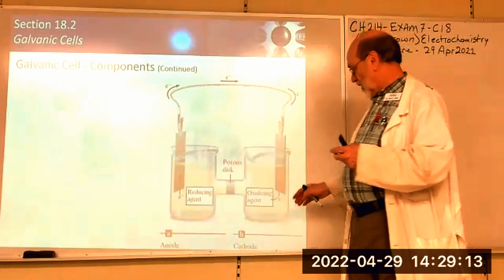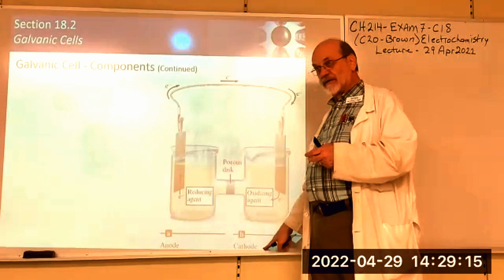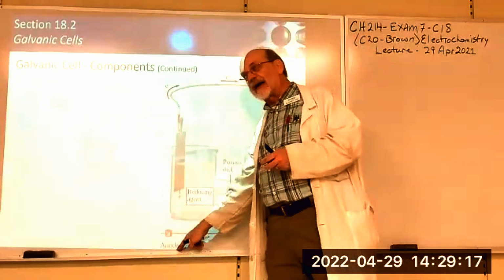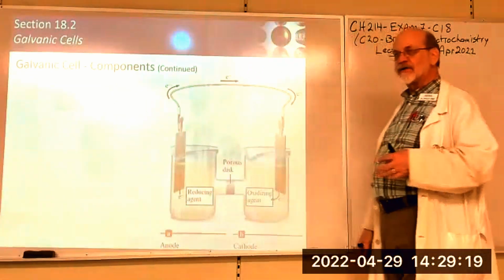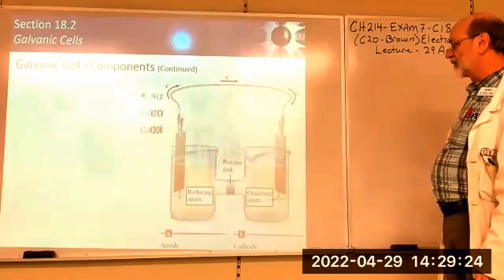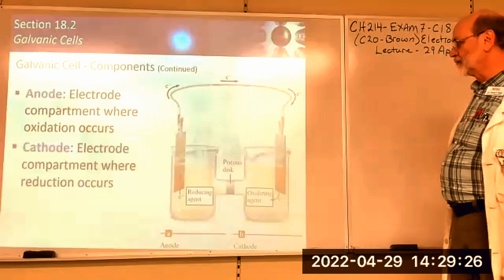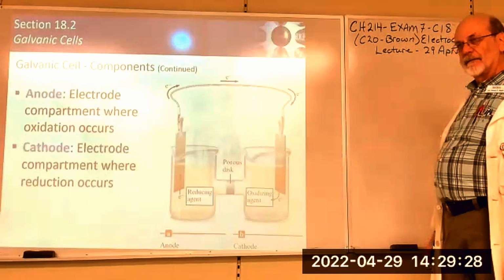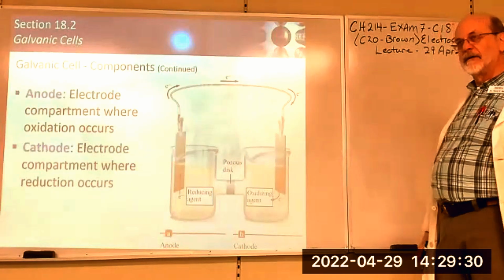And the names for them are, on this side, we'll call that the cathode. On this side, we'll call it the anode. So the cathode is always the site of reduction. That means the anode is always oxidation. Always, yes.